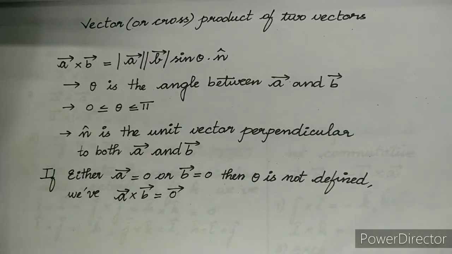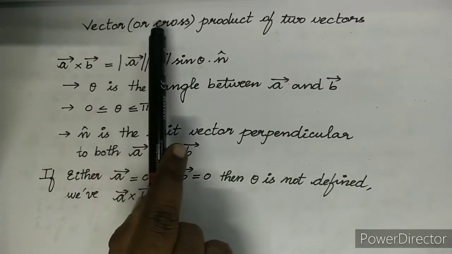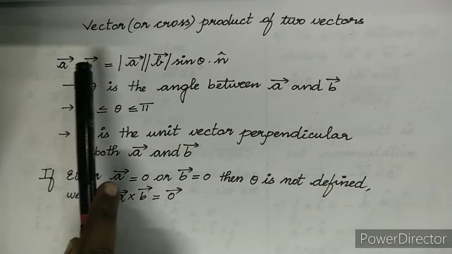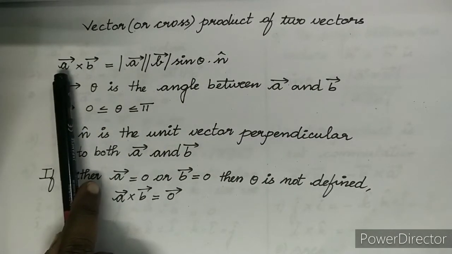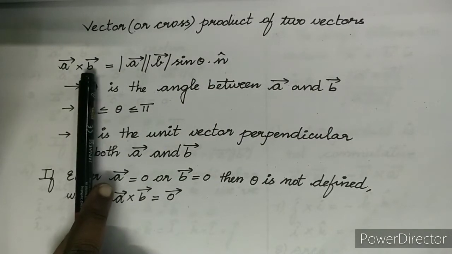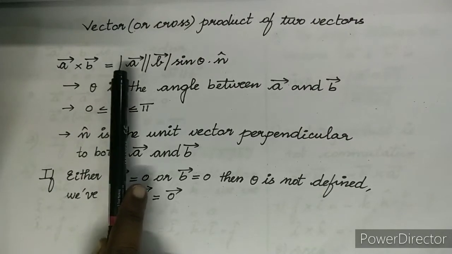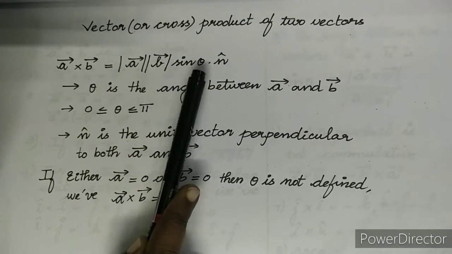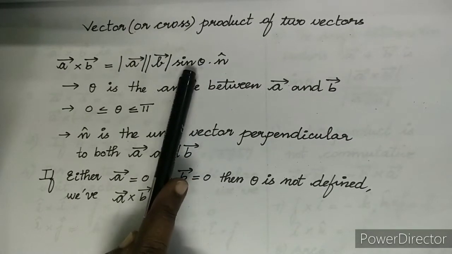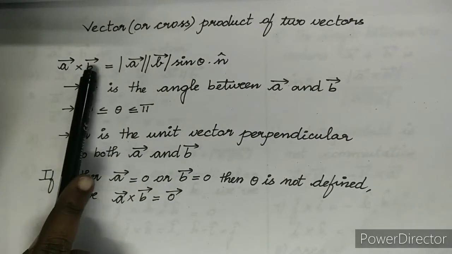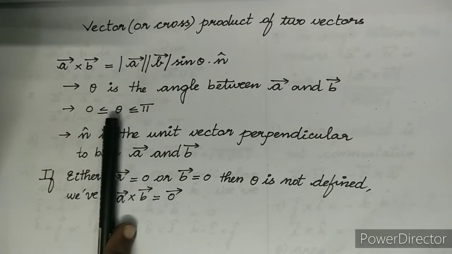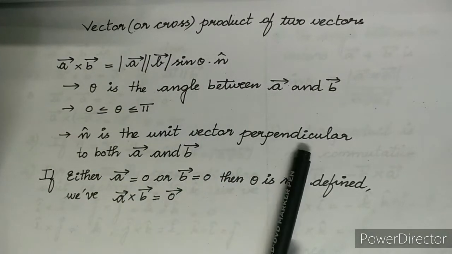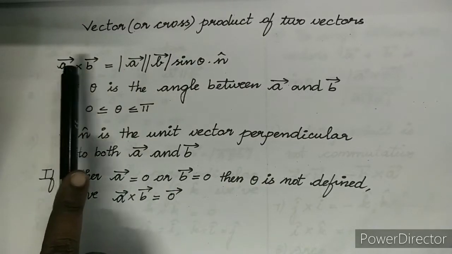Hello students, in this video we will learn vector or cross product of two vectors. Cross product of two vectors is denoted by A vector cross B vector and it is defined as magnitude of A vector into magnitude of B vector into sine theta into n cap. Here theta is the angle between A vector and B vector and the value of theta lies between 0 and pi, and n cap is a unit vector which is perpendicular to both A vector and B vector.